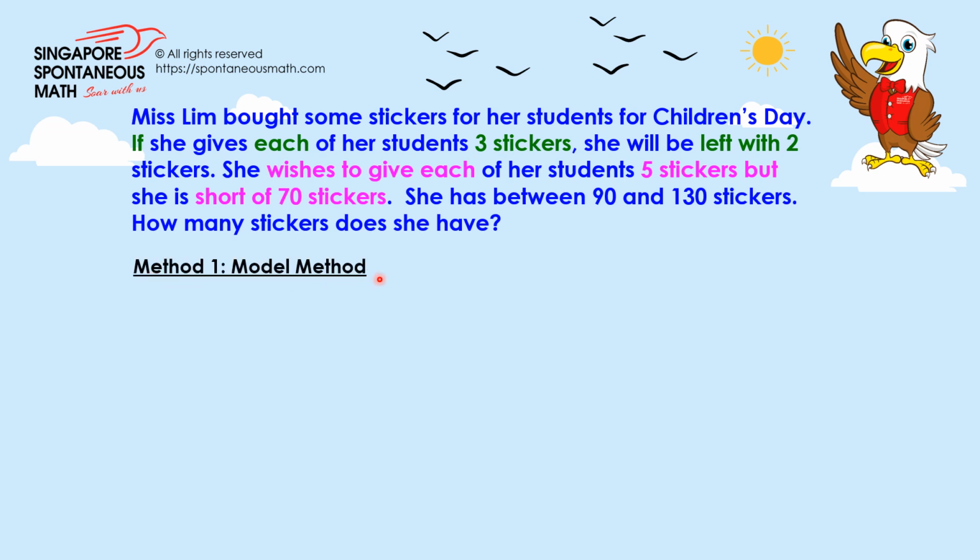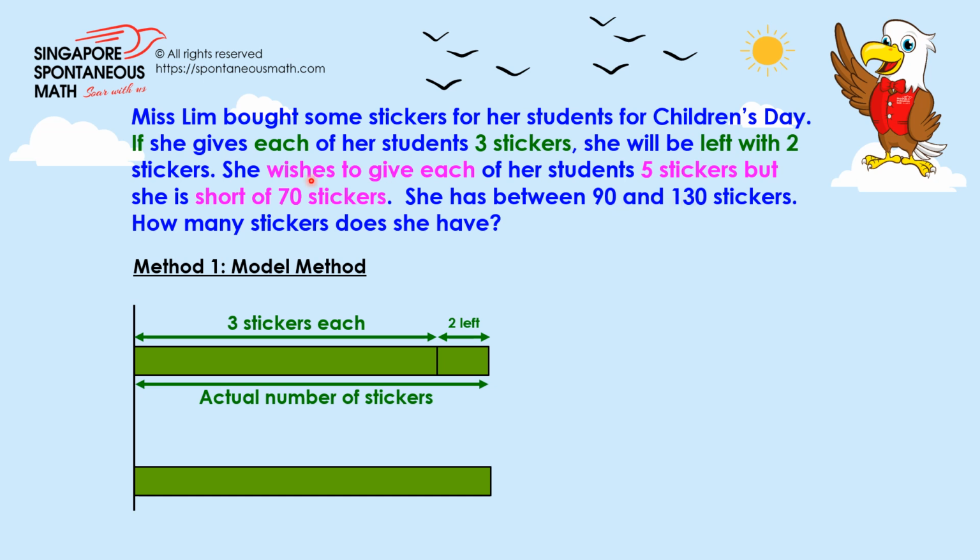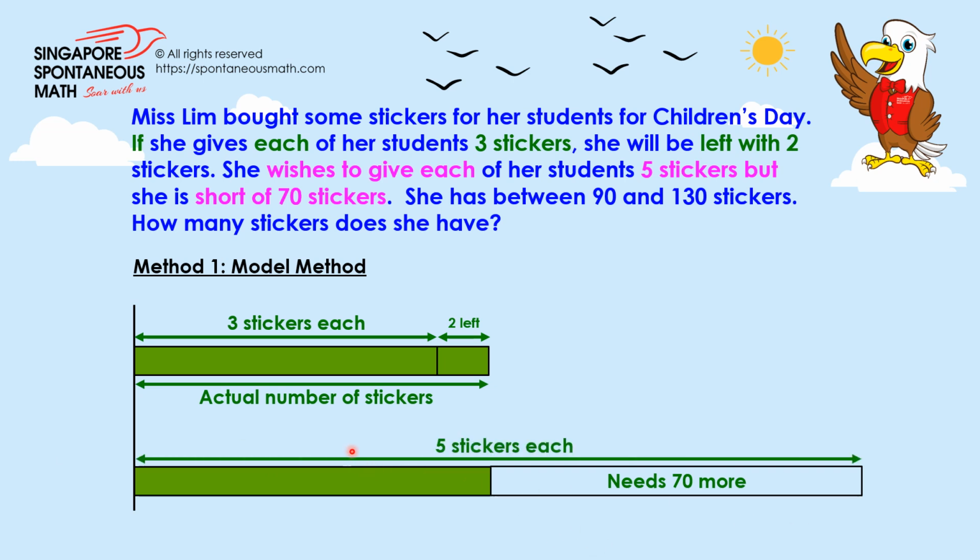We are going to solve this using the model method. So again, we draw a straight vertical line down that will help our model to look neater. So each of her students, 3 stickers each. She'll be left with 2 stickers. So this is the actual number of stickers that she has. She wishes to give each of her students 5 stickers, but she'll be short of 70 stickers. So this is what she has. She needs another 70 more. So that will give each student 5 stickers.